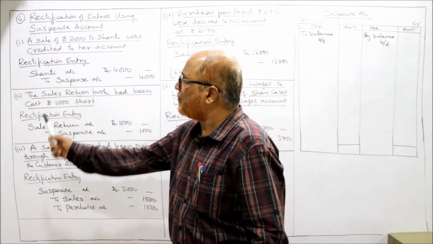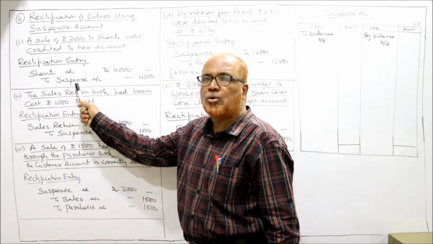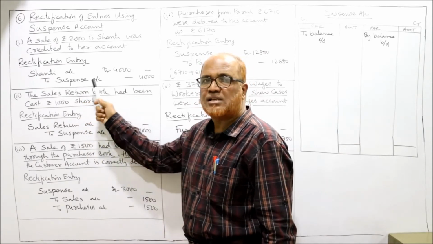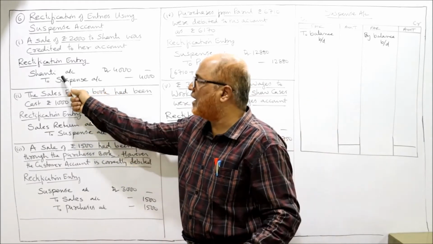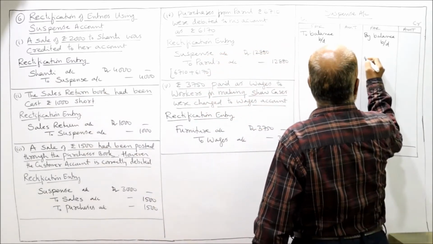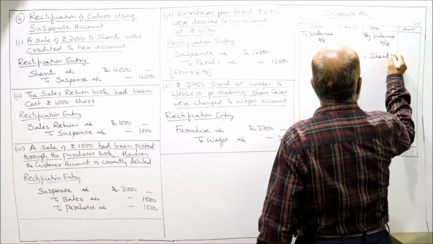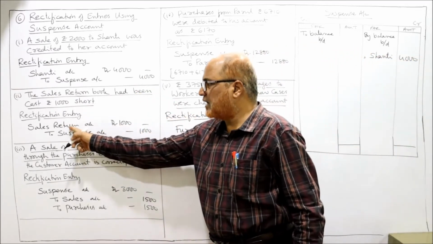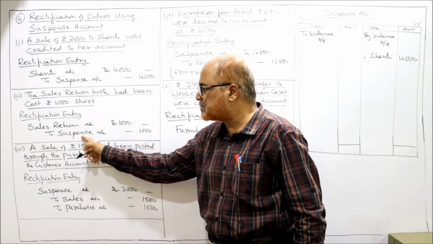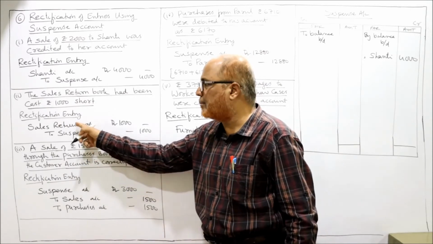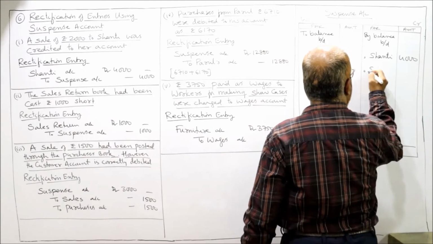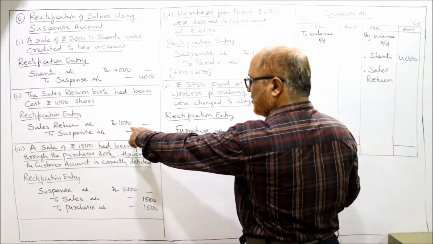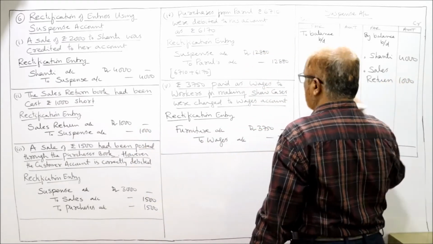First entry, Shanti account debtor to suspense. So suspense account is credited. So on the credit side we write by Shanti. The amount is 4,000. Second entry, sales return account debtor to suspense account. Again suspense account is credited by sales return. How much is the amount there? 1,000. Two entries I have posted.